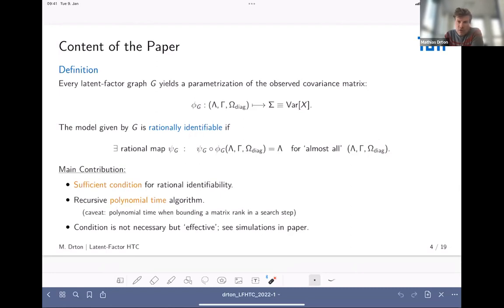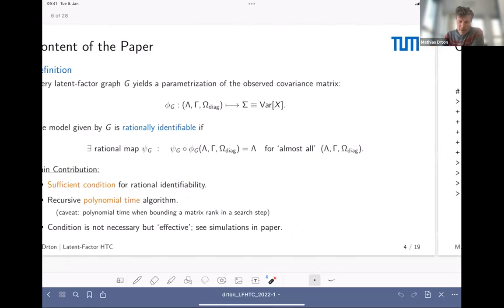The main contribution of the paper is a sufficient condition for this property. This sufficient condition comes in the form of a recursive algorithm that I'm just going to say here now is polynomial time, but you can push me on that later. The condition is not necessary, but I'm going to say it's effective. We explored it in simulations in the paper, exactly what sort of ground we can cover with it. But I want to tell you about the sufficient condition.